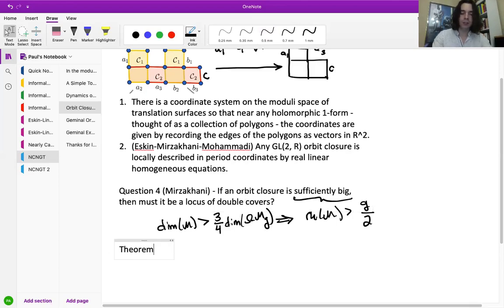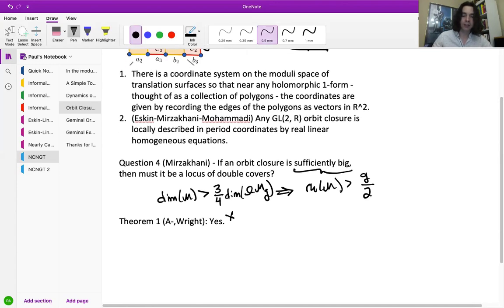And the theorem that I want to talk about today, so theorem 1, due to me and Alex Wright, is with regards to this question, yes. If your orbit closure is sufficiently big, then you must be a locus of double covers. And I should say that there is one caveat. So obviously a caveat is that this is work in progress. And at the moment, this work in progress requires that rel, which is another technical parameter of the orbit closure, be equal to 0. But we're in the process of removing this condition. Given that this result holds for rel equals 0, it should be a fairly straightforward process.